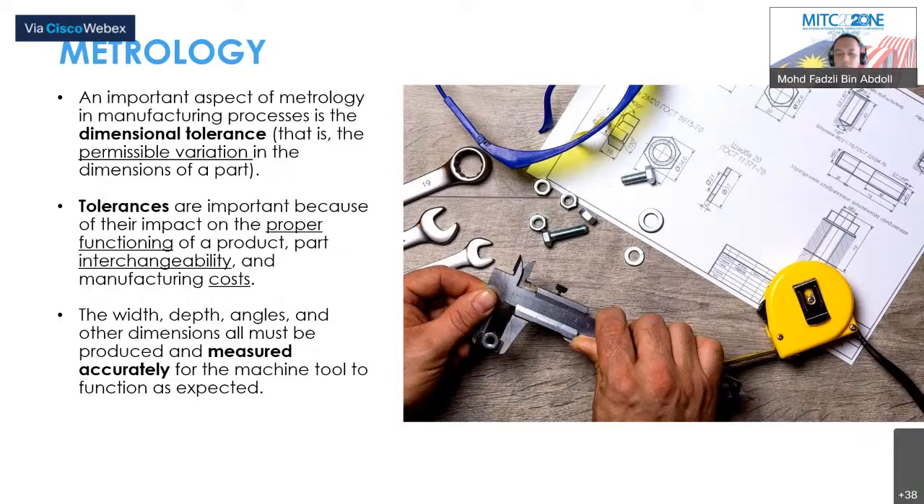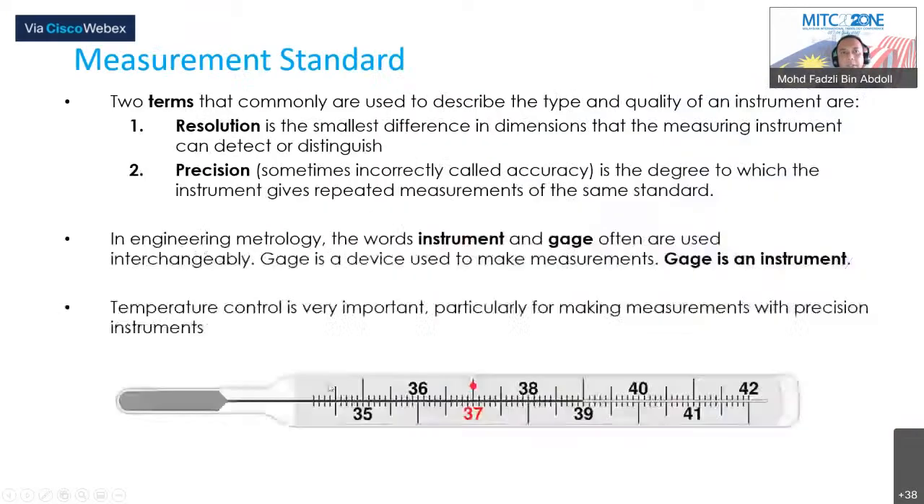Contoh paling mudah adalah you punya USB tadi tu kan. Flash USB masuk dalam you punya komputer punya USB port tu. Kalau tak ada tolerance, mungkin boleh masuk tapi tak boleh keluar. That's why kena ada tolerance. Okay. The width, depth, angle and other dimensions must all be produced and measured accurately for the machine tool to function as expected. Okay, this is the measurement standard.